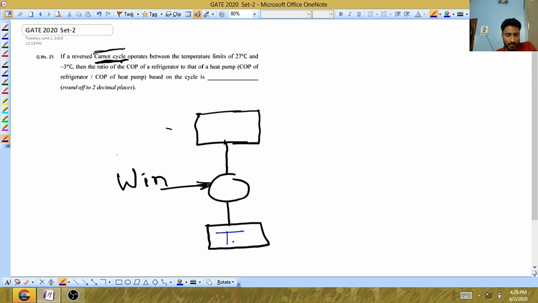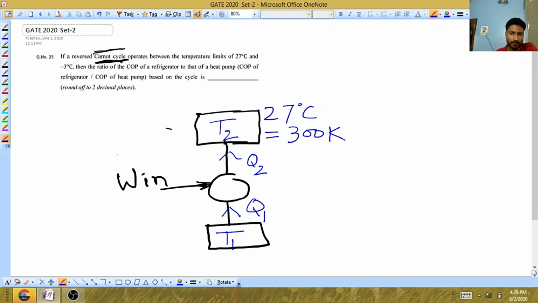So this temperature we can write as T1, this temperature as T2, the heat is flowing, this is Q1, this is Q2, and they have given this temperature as 27 degrees Celsius. You need to convert this into Kelvin, so this will be 300 Kelvin. This temperature they have given as minus 3 degrees Celsius, and this will be 270 Kelvin.